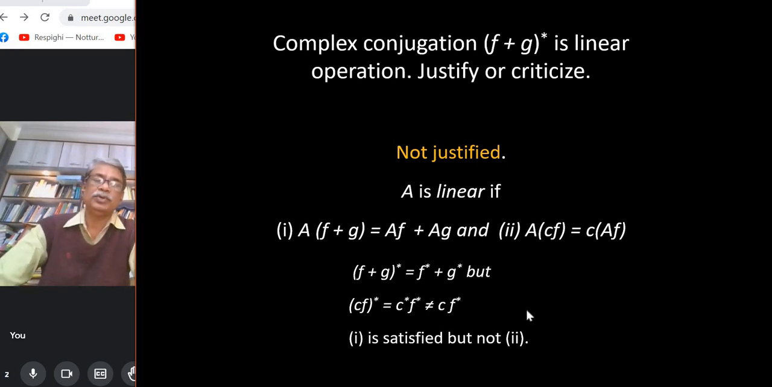So c has to be equal to c star. So here we see that condition 1 is satisfied, but not 2. Okay.